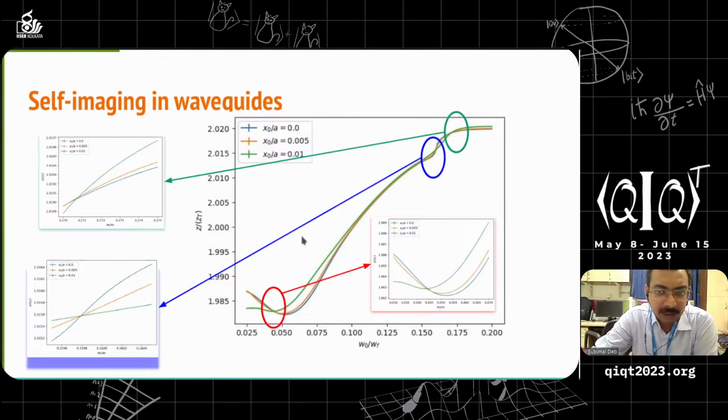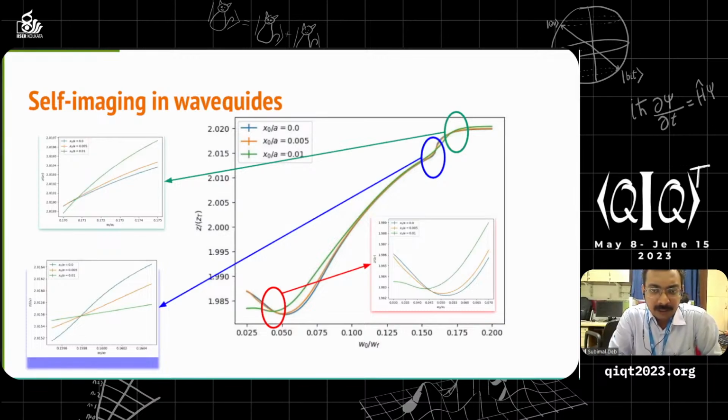Now this is something that happens in a waveguide with metallic walls. In fact, these other two regions are not really very bad, although they do not cross exactly at the same point, but the crossing happens in a very small window of the waveguide width, and the self-imaging distance also varies very, very little. So keeping that in mind, we will take a look at a different waveguide system.